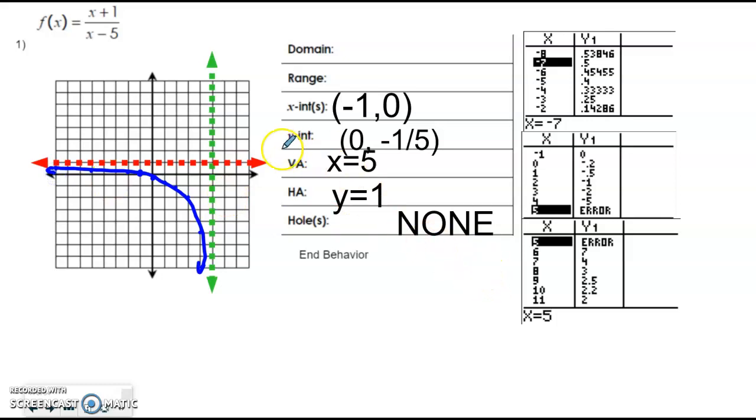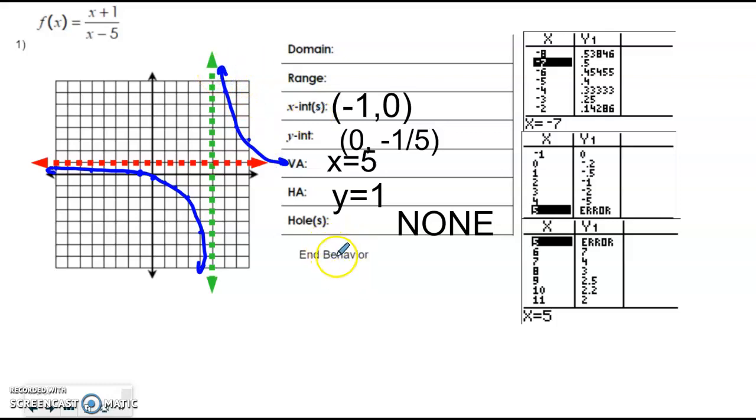Now I'm just going to repeat it on the other side. I'm going to go to 6, 7, 1, 2, 3, 4, 5, 6, 7. And then I'm going to go to 7, 4. And then if I go to 8, it's going to be at 3. So what I'm seeing on this end is that it is going towards this asymptote right here.